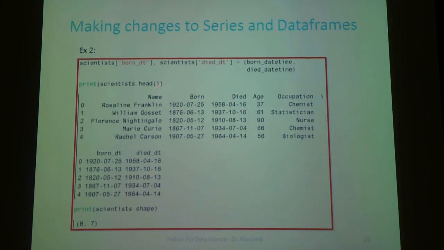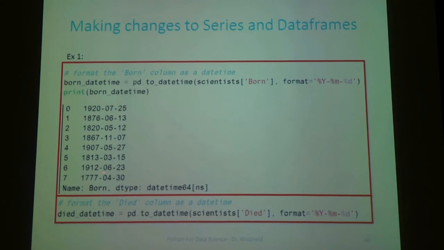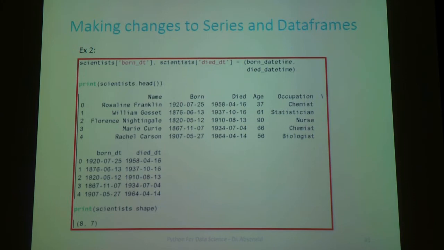So in here what I'm doing is adding two columns. This column does not exist, and this column does not exist. So I'm adding two columns to the scientist data frame, and I'm giving a name or title to each column. I'm bringing them from two series which I just created before: born datetime and died datetime. I created two series, and now I'm adding them to the data frame. Very simple operation.